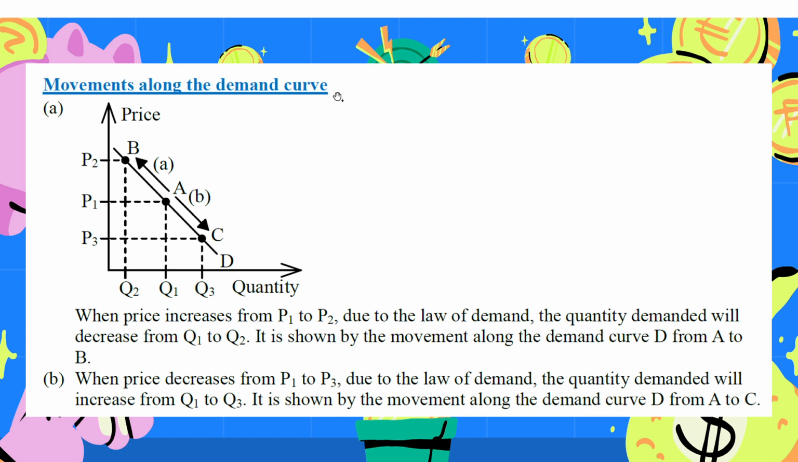We illustrate it like this. For example, moving along the demand curve, you need to learn how to describe it clearly in IBDP to earn the marks. For example, we have one demand curve, and we move along this demand curve because of the price change, not other factors. When the price increases from P1 to P2, due to the law of demand, the quantity demanded will decrease, from Q1 to Q2. It is shown by the movement along the demand curve from A to B.